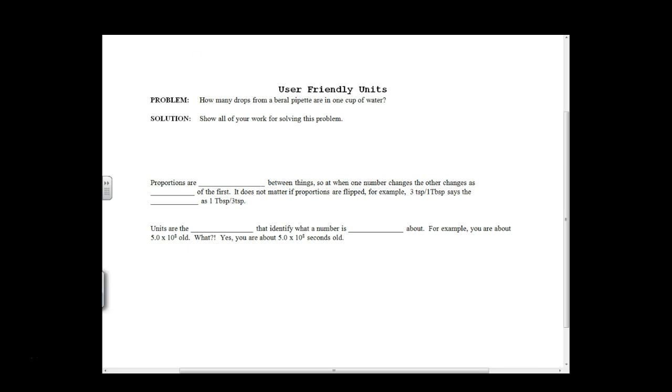And the first thing that we're going to do, this tool thing over here, you can't even see it. I'm going to change the pen color. All right, so we can see a little bit better. The first thing that we're going to do is this little problem here. It says, how many drops from a barrel pipette are in 1 cup of water?